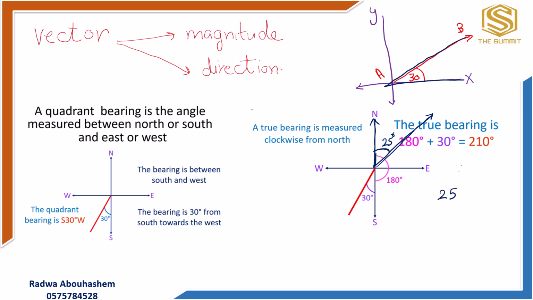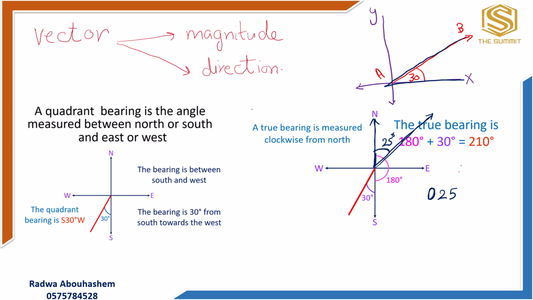Actually, the true bearing all the time has to be with three numbers. So if you have fewer than three digits, you have to add 0 here. You put 0 here. So this is the true bearing. So again, true bearing means that you are measuring your direction from the north to the vector, or the angle from north to the vector.